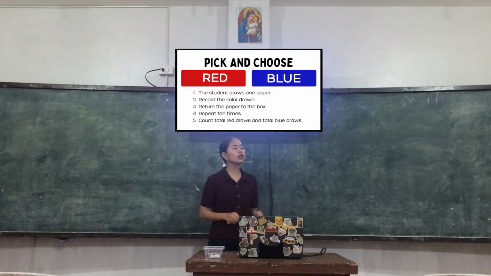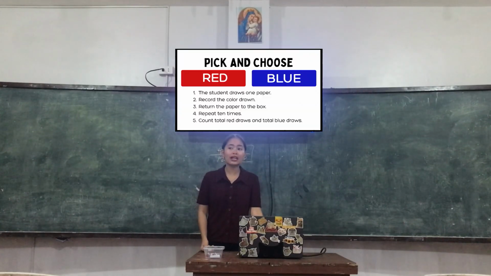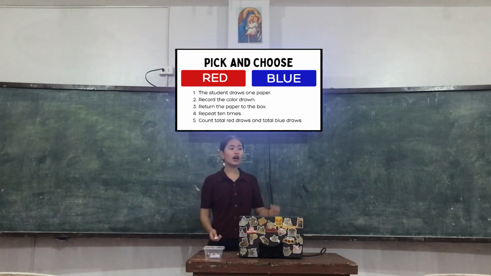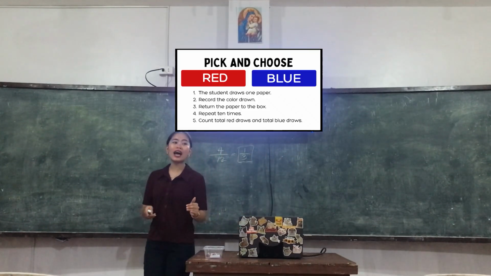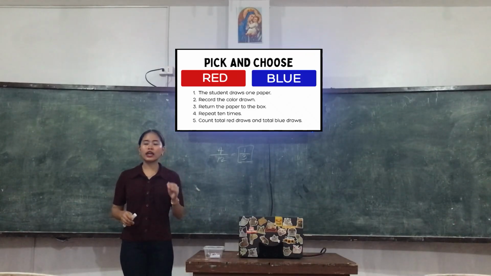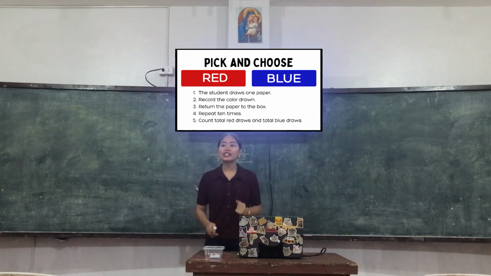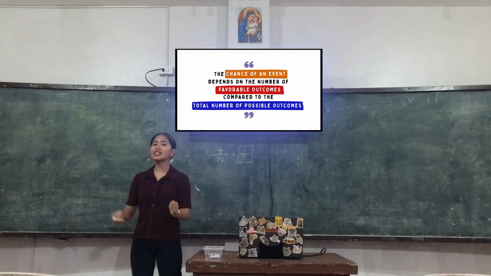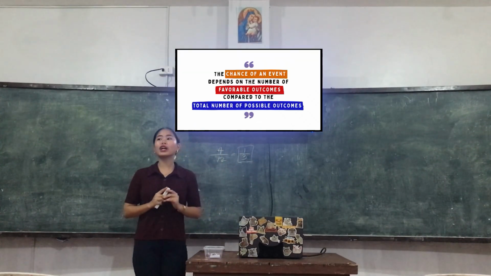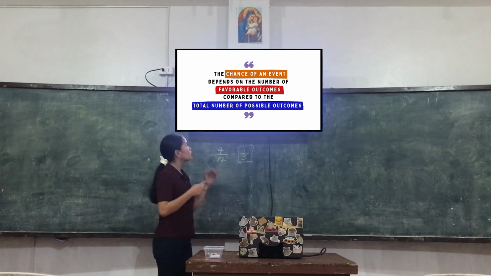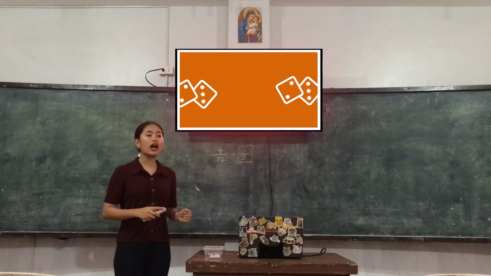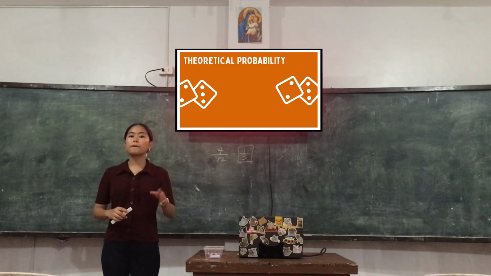Which color was expected to appear in our activity? Red? Okay, why? Because red has more papers than the blue ones. Those are actually the chances of a certain event. But why? Because the chance of an event depends on the number of favorable outcomes compared to the total number of possible outcomes. So let us define that in our topic, which is the theoretical probability.